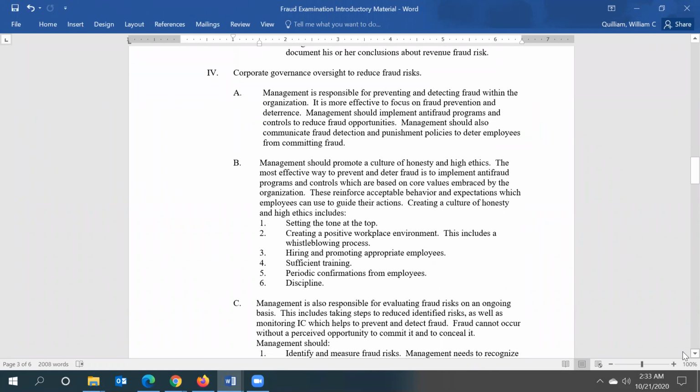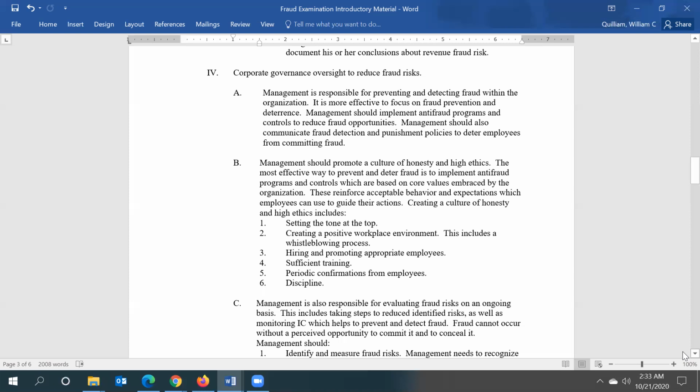Then corporate governance oversight to reduce fraud risks here in Roman numeral 4. Well, management is responsible for preventing and detecting fraud within the organization. It's always up to them. And of course, it's more effective to focus on fraud prevention and deterrence than to have fraud happen and then try to clean it up later. Management should implement anti-fraud programs and controls to reduce fraud opportunities. Management should also communicate fraud detection and punishment policies to deter employees from committing fraud.